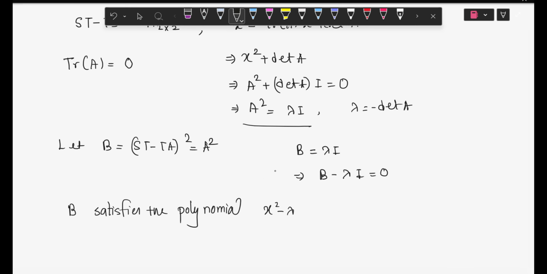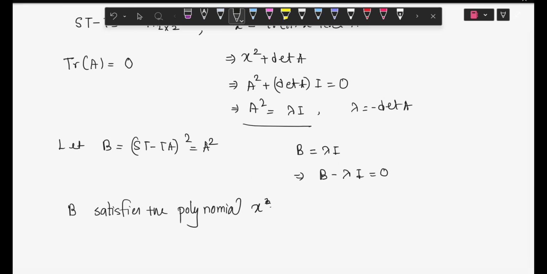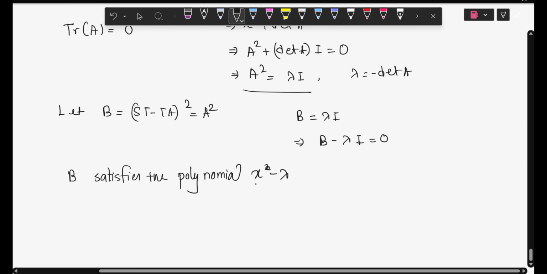Satisfies this polynomial, sorry, x minus lambda satisfies this polynomial, which means I want to say that x minus lambda is an annihilating polynomial of B. Now we know that the minimal polynomial of B always divides its annihilating polynomial. So what can the minimal polynomial be? Because this is a 1 degree polynomial, this has to be its minimal polynomial.